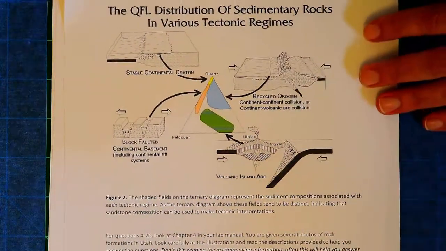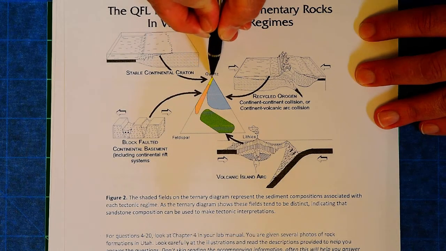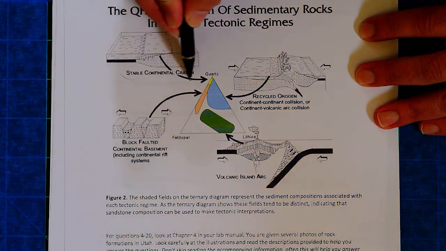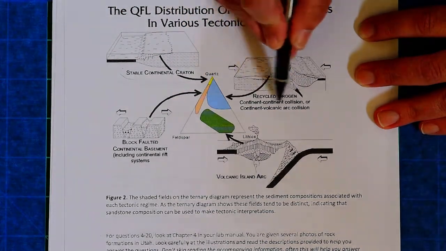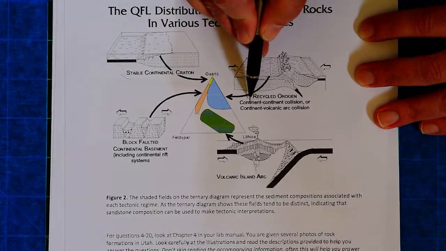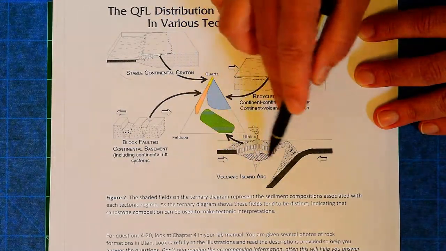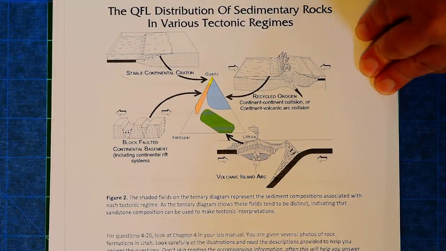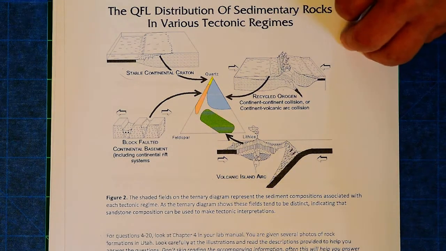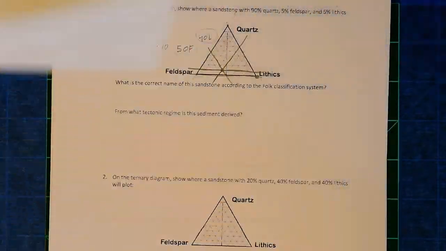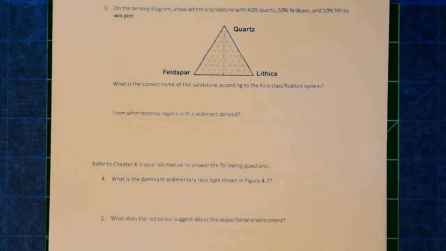Then the next part says, from what tectonic regime did this sediment derive? And this goes back to this diagram that you saw in lecture. If it plots way up here, that means it's a stable continental craton. If it plots over here, that means it's a recycled origin, basically continent-continent collision. If it's down here, it's a volcanic island arc. So you're going to use those ternary diagrams to actually tell you a little bit about where the sediment that made up that sandstone came from. So that's the first part of this lab that you'll be doing.